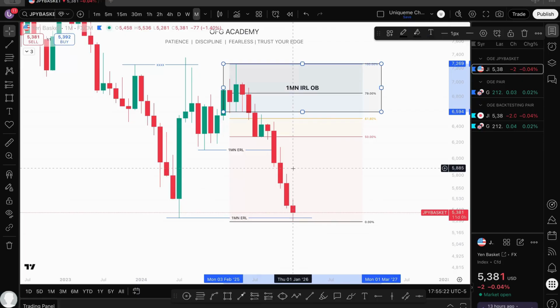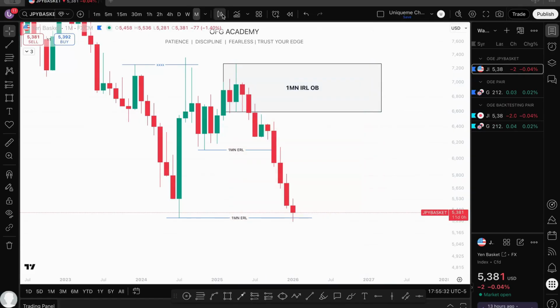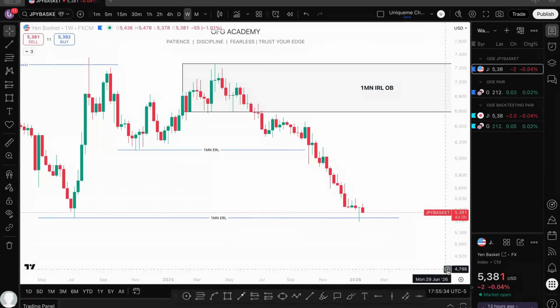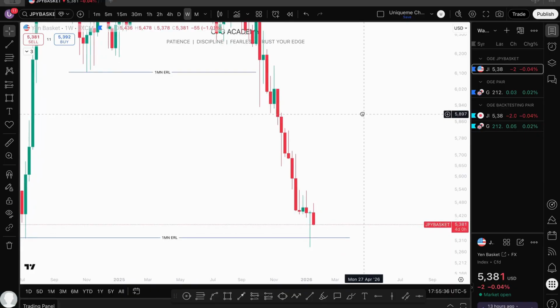And don't forget, one day has to align with the monthly time frame, right? That's what one day should do. One day should align with what the monthly time frame is telling us. So on the one day, I'm waiting for a change of character. But if you look at our 1 week time frame, right?